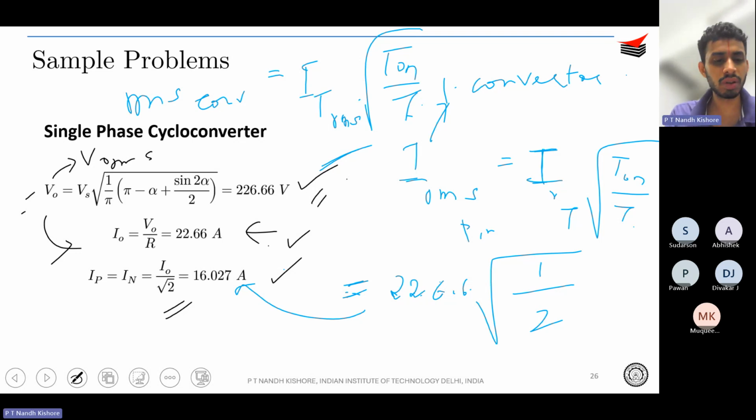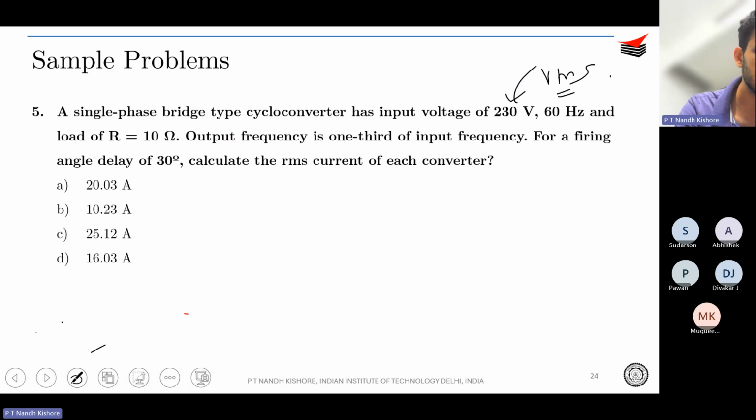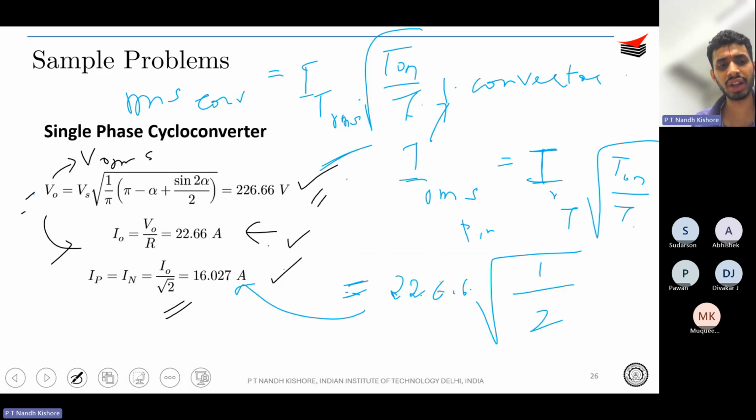Okay. So this was just a calculation of the RMS. The RMS correct answer is, they have given you everything: alpha, R, and then V. So I just applied the formula for V naught and then computed the converter RMS current. Converter RMS current is total RMS current into root of T on by T, for how much time the converter is conducting out of the total period. Into root means square, right? That's why it's root of T on by T and you end up with this.